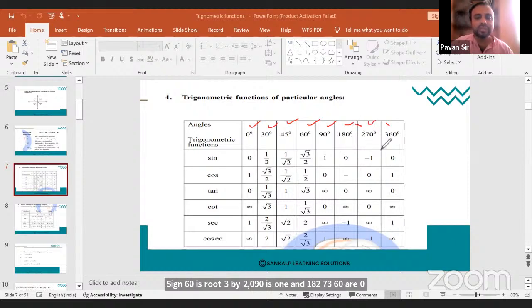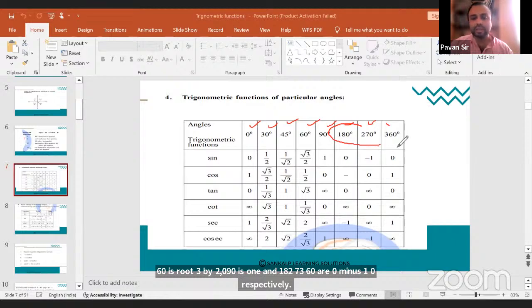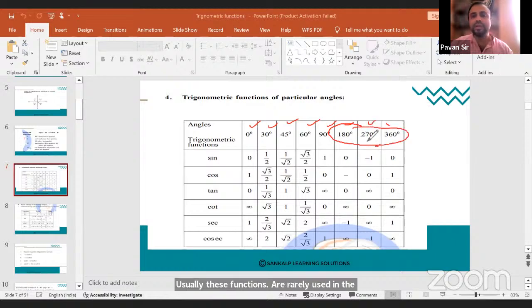Usually the functions at 180, 270 and 360 are rarely used in the exams. Values up to 90, and sometimes 180, may appear in the exam. Up to 90 these are fixed, 0 to 90. To remember this, a simple trick is there. If you know the sine function properly, remembering all the remaining functions is very easy. So just try to remember sine of 0, sine of 30, sine 45, sine 60 and sine 90.